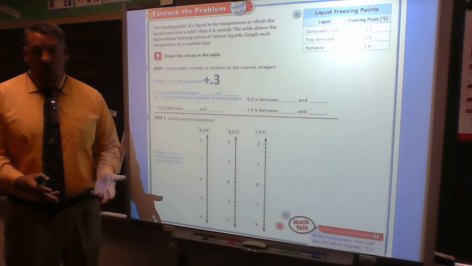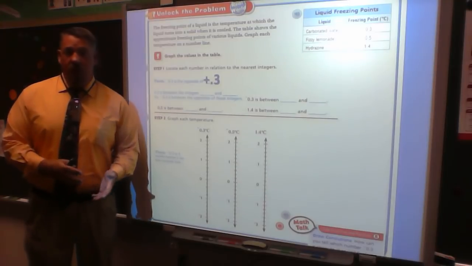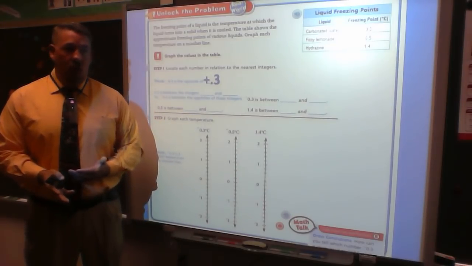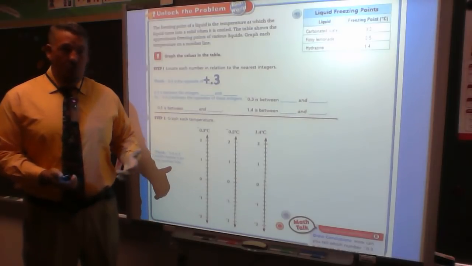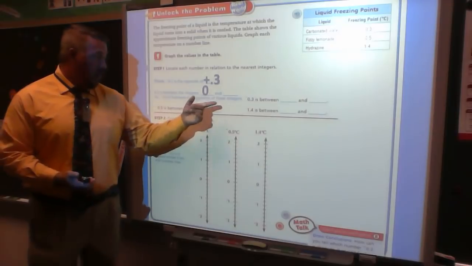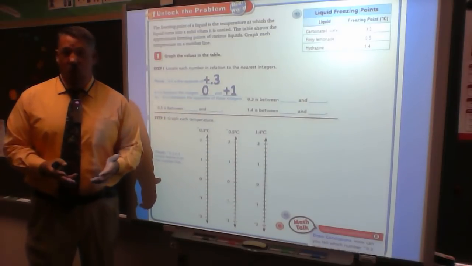Easy enough. If I think about where that would go then on a number line, what two numbers would that be between? Well, it's more than 0, but it's less than 1 because it's 3/10. So I know that if I would plot it, it has to be between those two numbers.